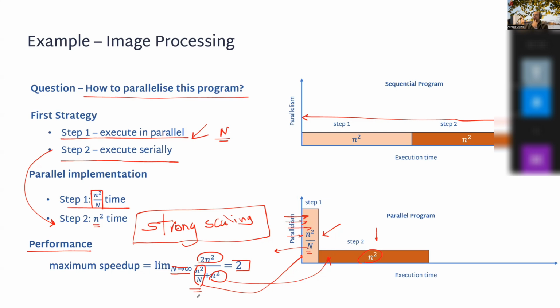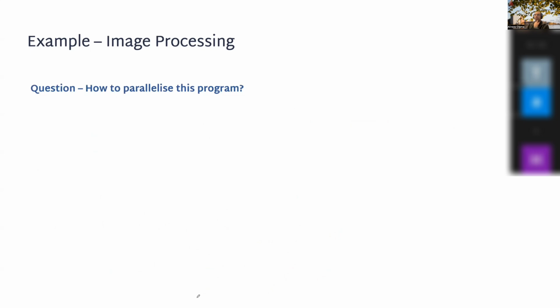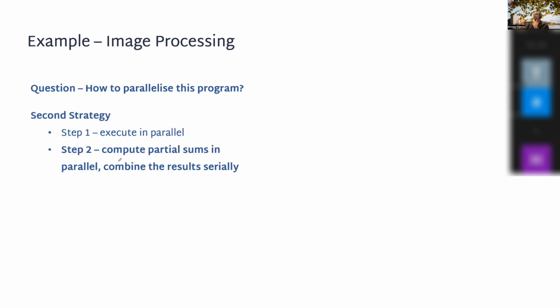So now let's have another strategy for the parallelism. In the second strategy, we execute the first step in parallel, similar to what we did before. And step two of the algorithm, we also want to do in parallel, right? So as we did before, we create an array with length n, the number of processors, to take in the average.